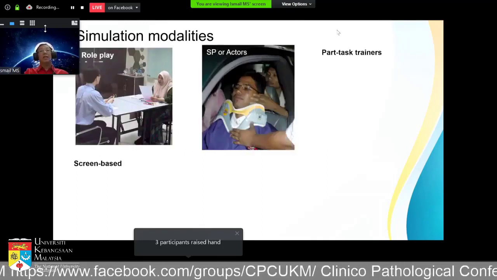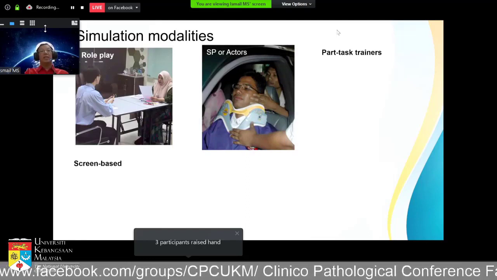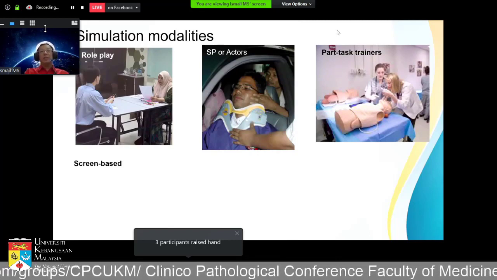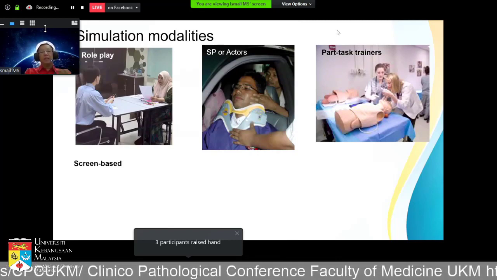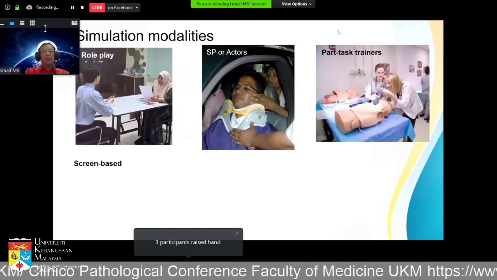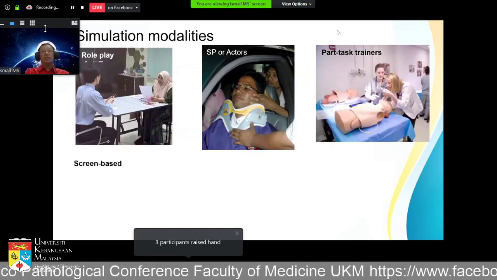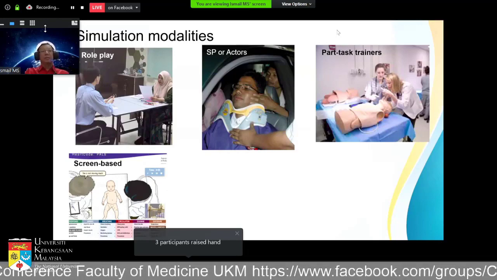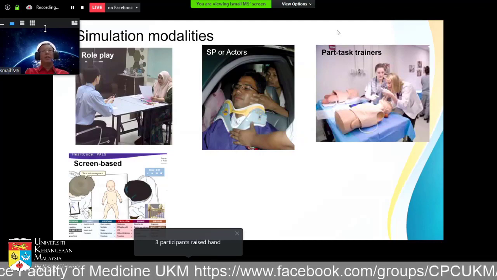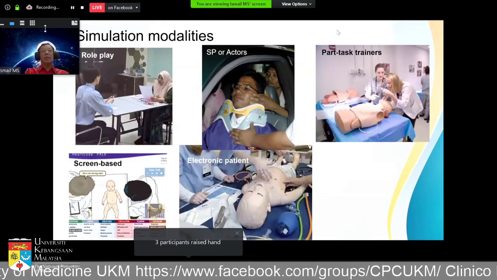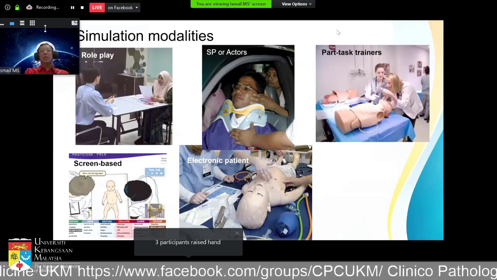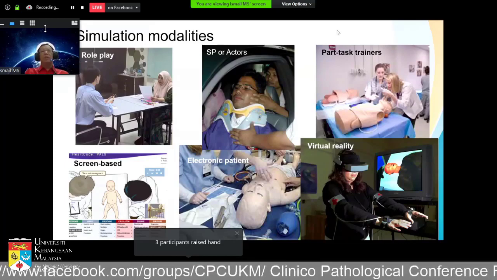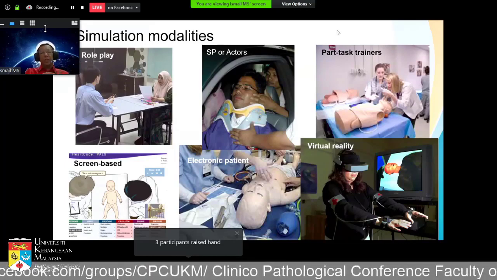Role play, with SPs, standardized patients, or even actors. Part-task trainers, where for you to practice a certain task, only one part of the task, you need to use a simulator for that. Screen-based, you can have lots of screen-based simulators right now, even a program or a non-program one. Screen-based simulations, electronic patients, and also virtual reality. So these are the 6 modalities of simulation. And when we talk about healthcare simulation, we are referring to any one of these.